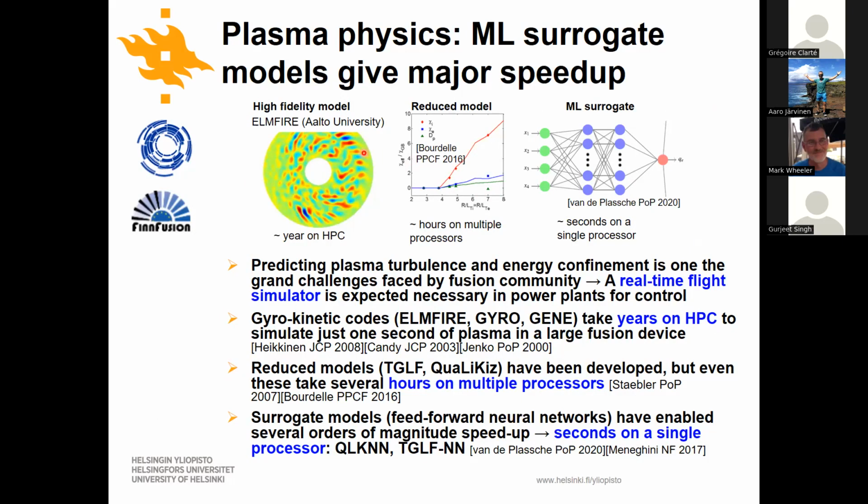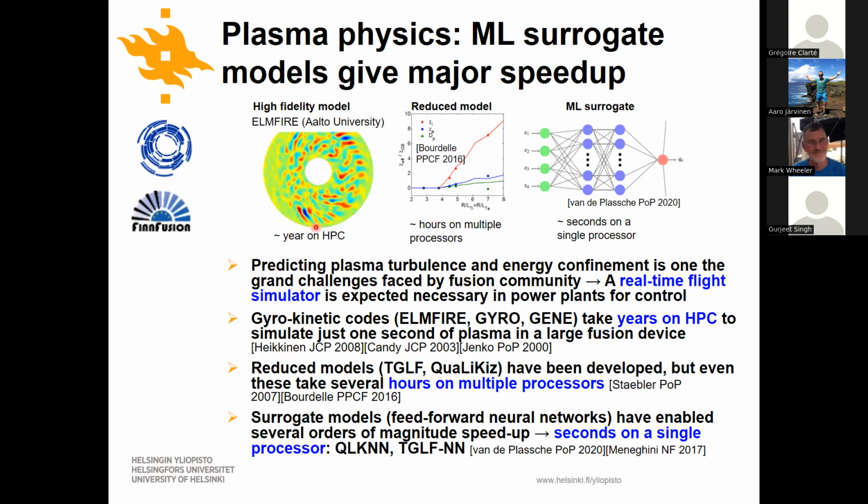And also a partly related issue is to understand the plasma turbulence. That is, the plasma is not fully homogeneous. There are turbulent features in there. This can be simulated from first principles. This has been done in Finland quite a lot with a code called Elmfire, developed at Aalto University and VTT.